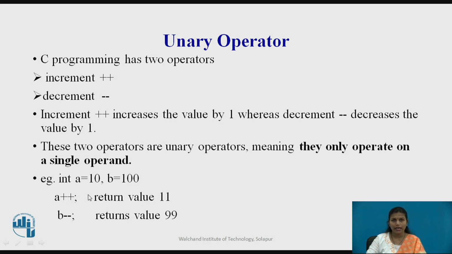Here A's value is incremented by 1. Whereas you can see another example here, B--. Here it will decrease the B value by 1. You can see here it will return the result, that is 99.